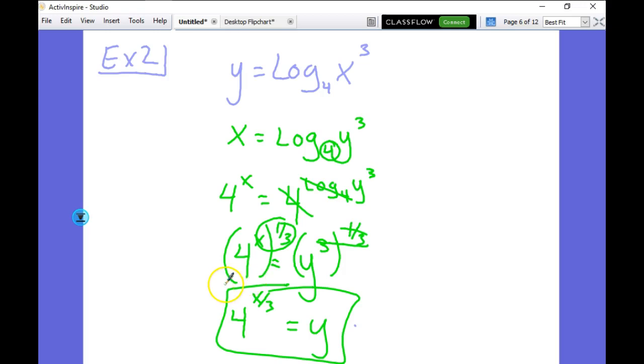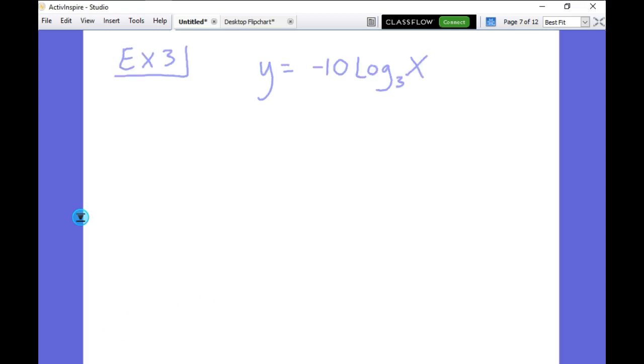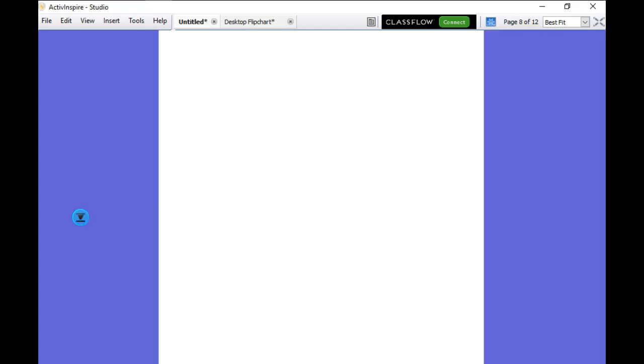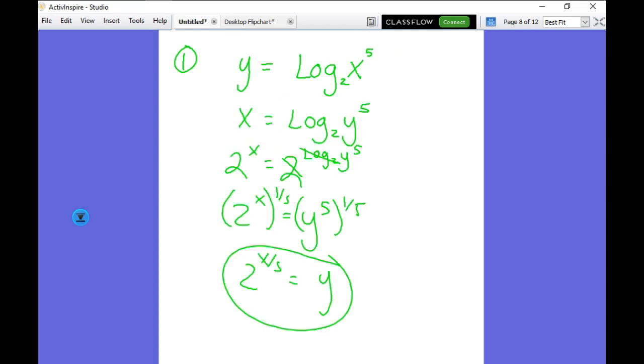So why don't you guys try one of these fun ones. I'm going to skip this example for right now. I tried to do 2 examples in my last block, and I felt like it was a little bit much for them, so we're going to just do another example. All right, go ahead and find me the inverse of that one. I'll give you a few seconds.